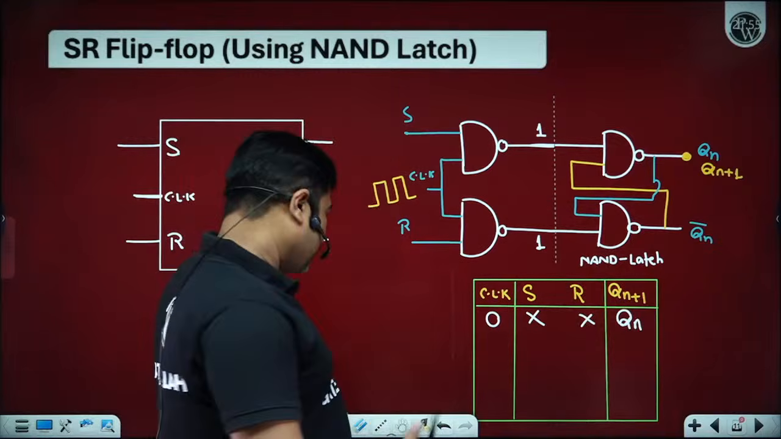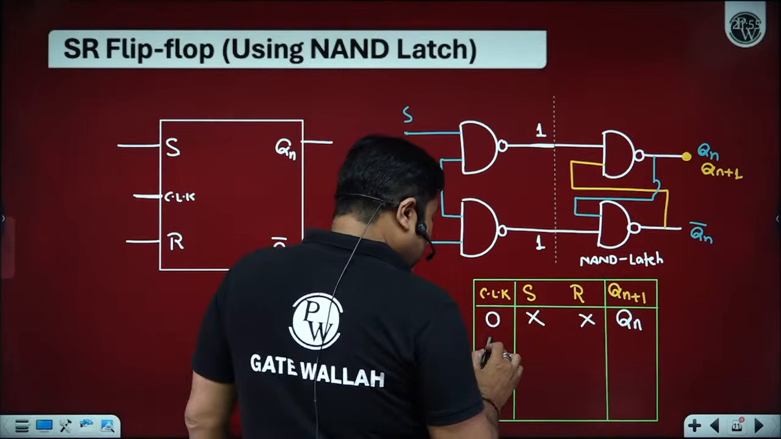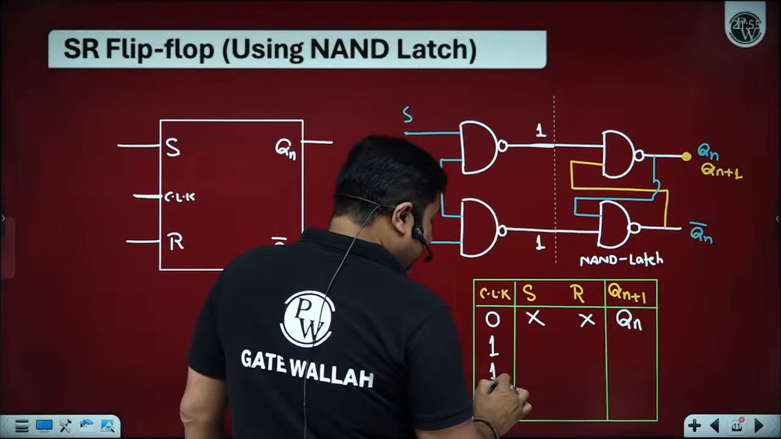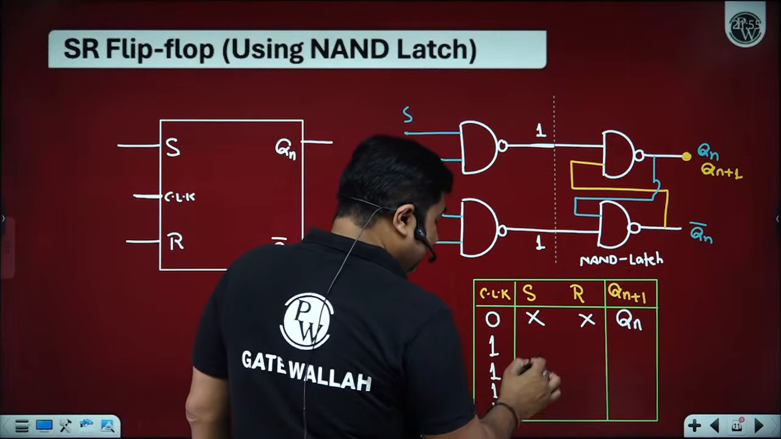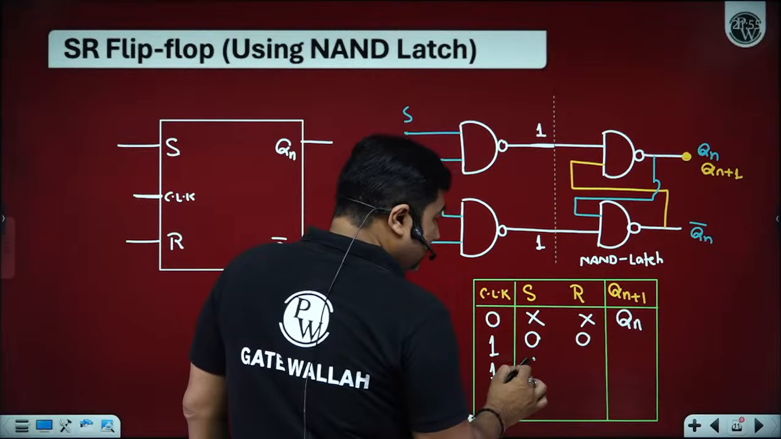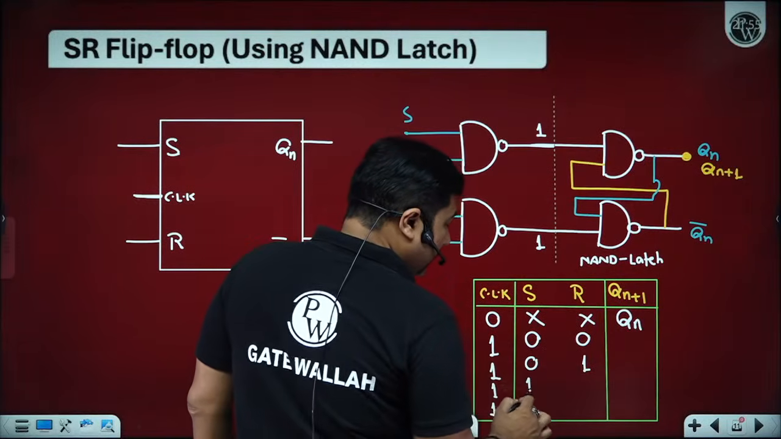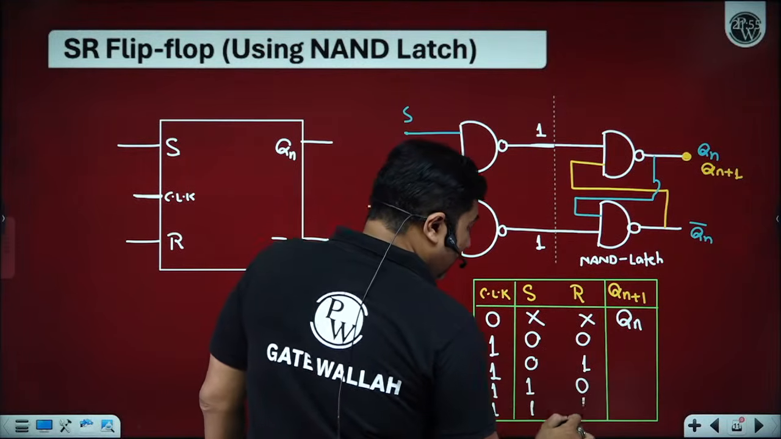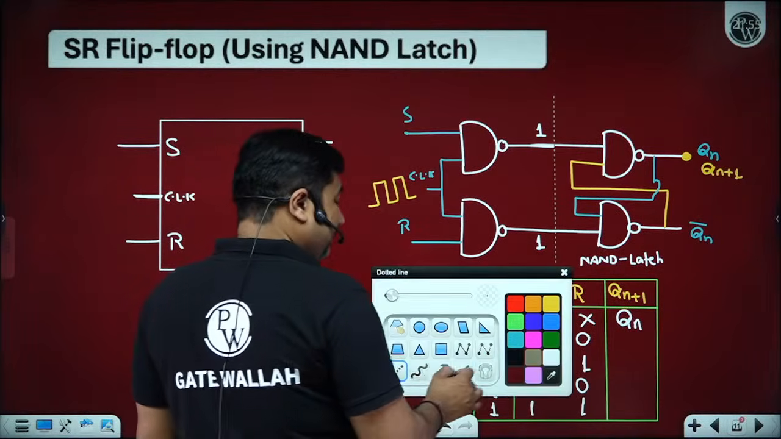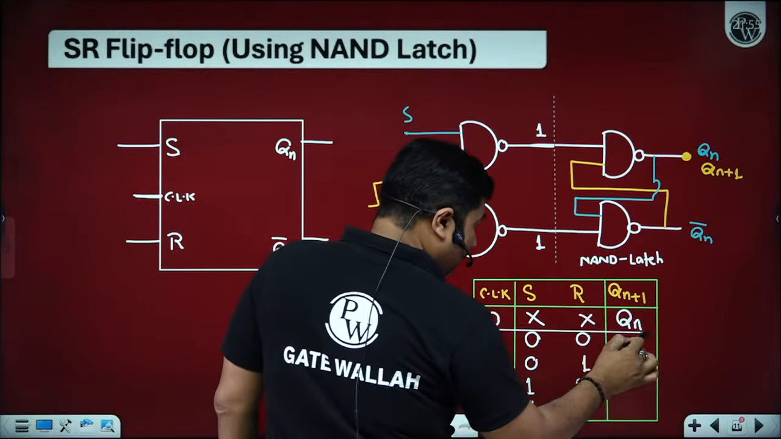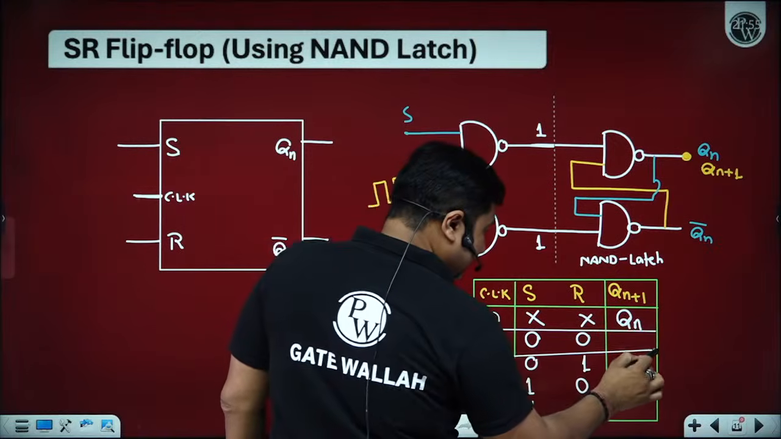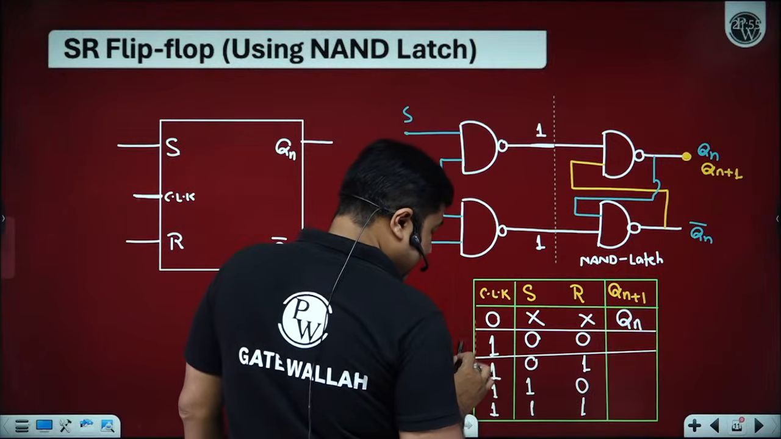Is it okay? Now, if clock is high, then with a high clock we have 4 possibilities: either SR 00 or 01, 10 or 11. Yes sir, let's check each of them.